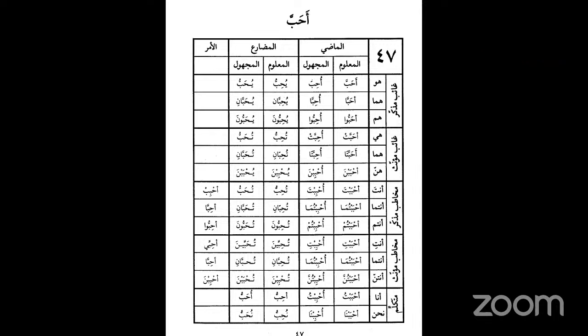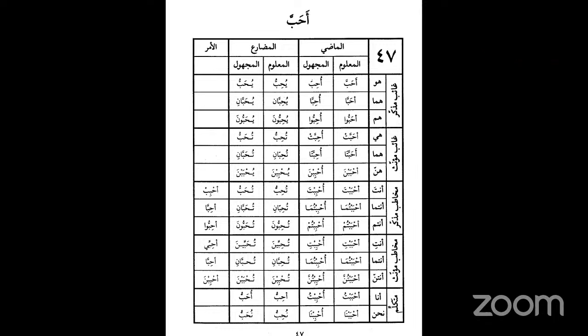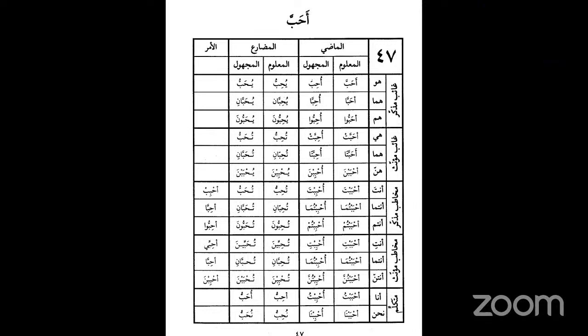I'm just talking about ma'loom. Okay, ma'loom means that the person who is doing the action is known. Okay, got it. That's what ma'loom means. The person who's doing the action is known. No, I got the other one also. No problem.